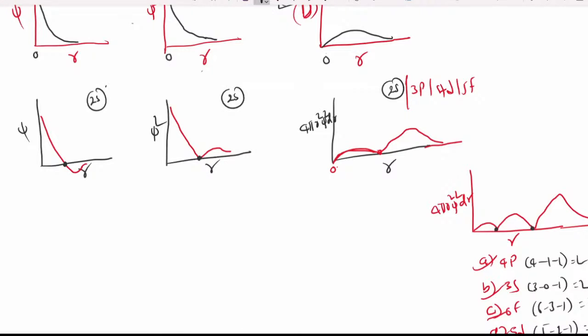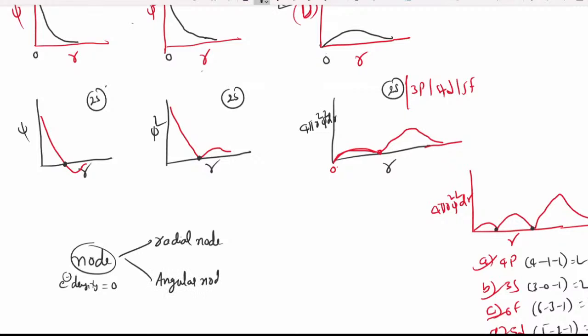And number 2, I will give you nodes. What is a node? Where the electron probability is 0, they call it a node. There are 2 types of nodes. A node is nothing but electron density equal to 0, meaning where the electron is not present, other than at the nucleus. That is radial nodes, and next, angular nodes.